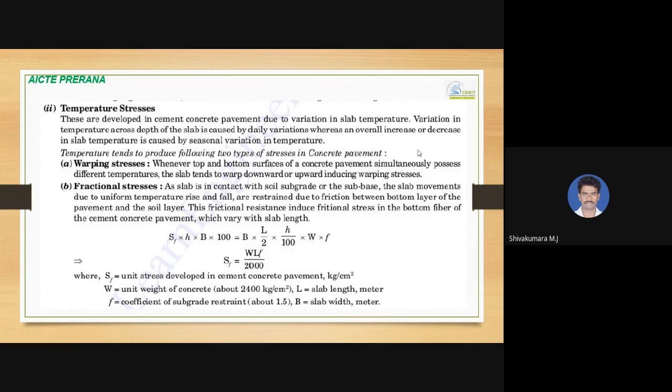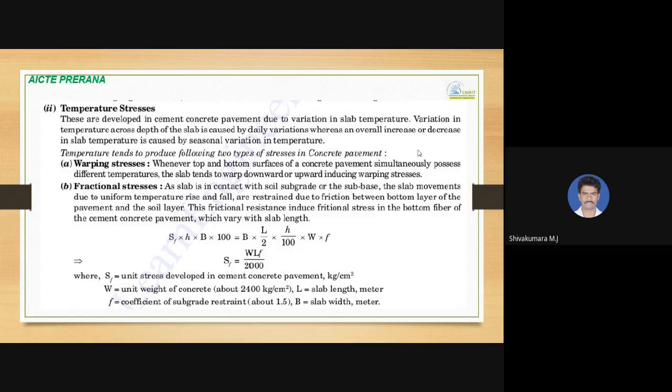Warping stresses: whenever the top and bottom surface of concrete pavement simultaneously possess different temperatures, the slab tends to warp downward or upward, which induces warping stresses. Whereas frictional stresses: as the slab is in contact with the soil subgrade or the subbase, the slab movements due to uniform temperature rise or fall are restrained due to friction between the bottom layer of the pavement and the soil layer. This frictional resistance induces frictional stresses in the bottom fiber of the cement concrete pavement, which vary with slab length.